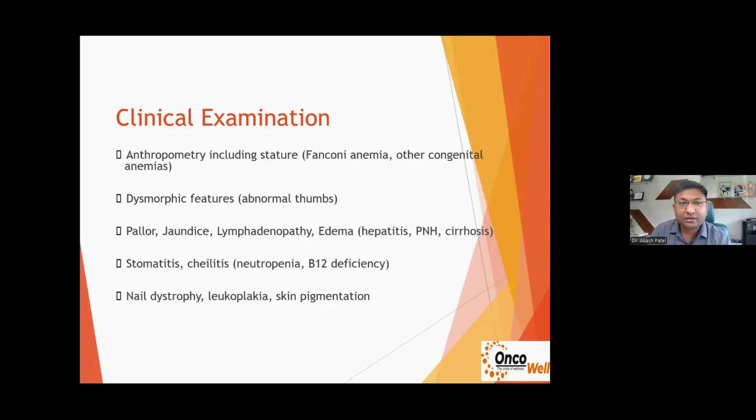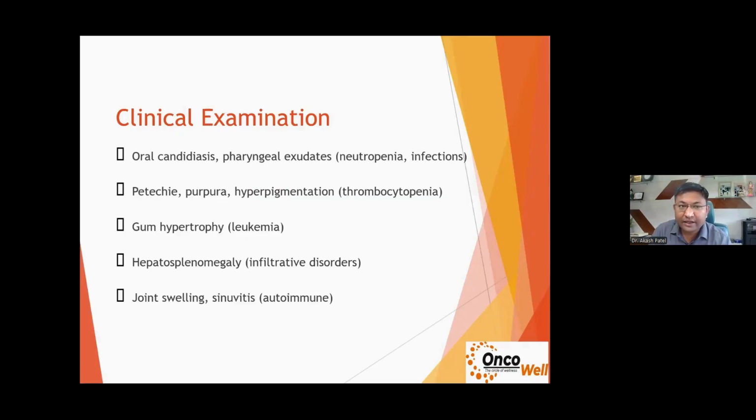So after history, these are the points to consider in our clinical examination: the stature of the patient, the dysmorphic features like abnormal thumbs or abnormal limb, then pallor, jaundice, lymphadenopathy, edema, stomatitis or cheilitis, tongue, some nail dystrophy or leukoplakia, skin pigmentation, oral candidiasis, petechiae, purpura, then gum hypertrophy, hepatosplenomegaly. We should always look for the liver and spleen in our clinical examination.